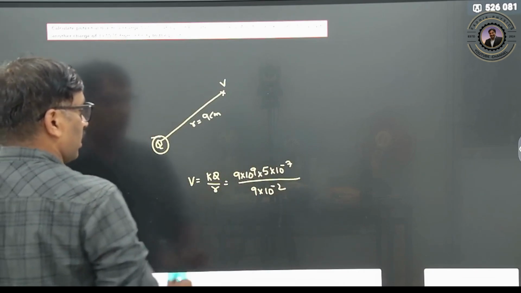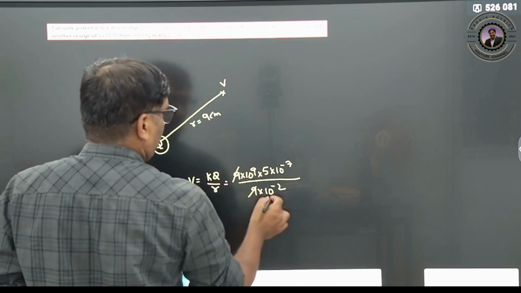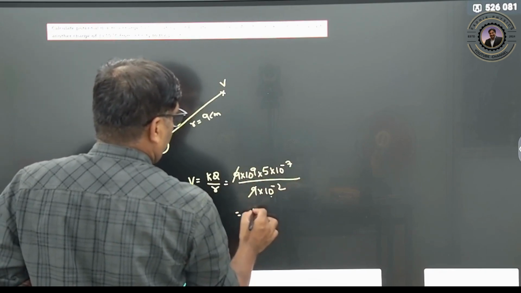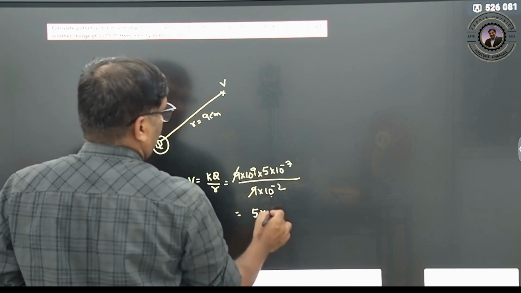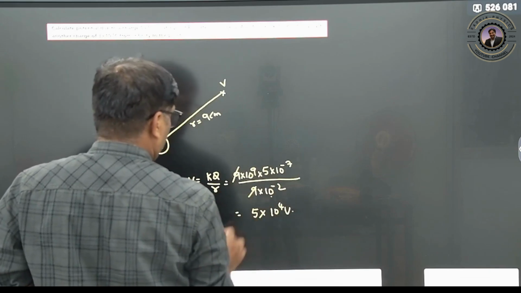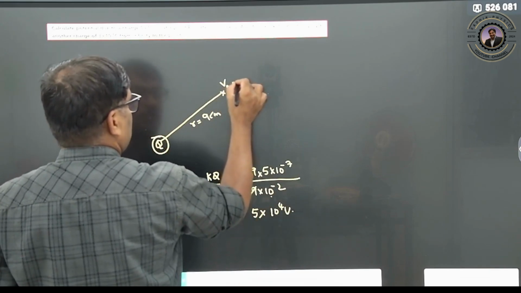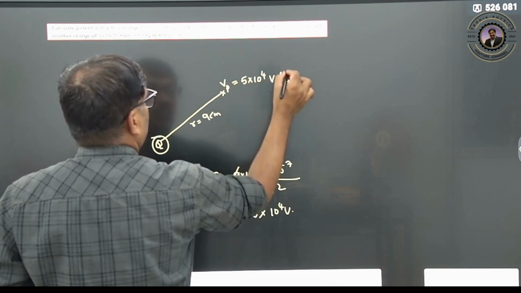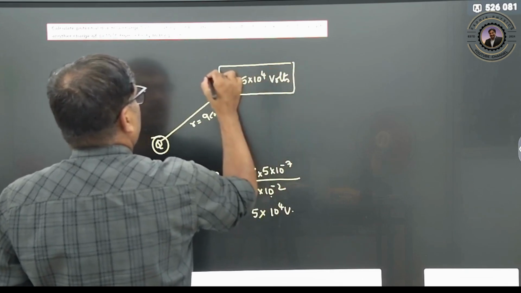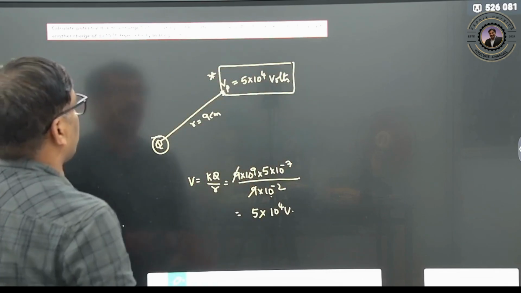Here the 9 cancels, so it is 5 into 10 to the power of minus 5 over 10 to the power of minus 9, giving 10 to the power of 4 volts. So the potential at this point is 5 into 10 to the power of 4 volts. Clear? So this is your potential at this point, right?